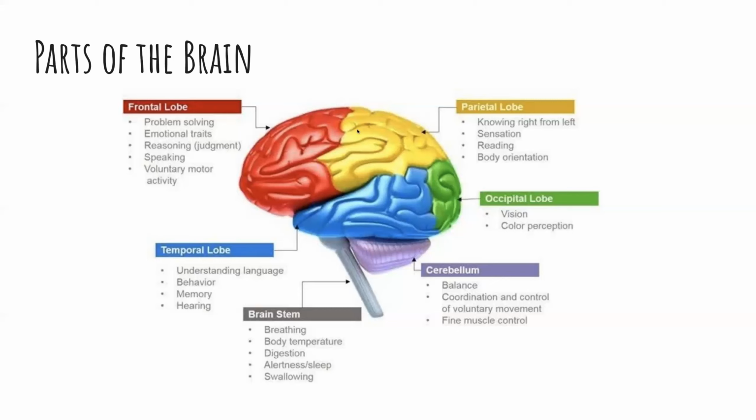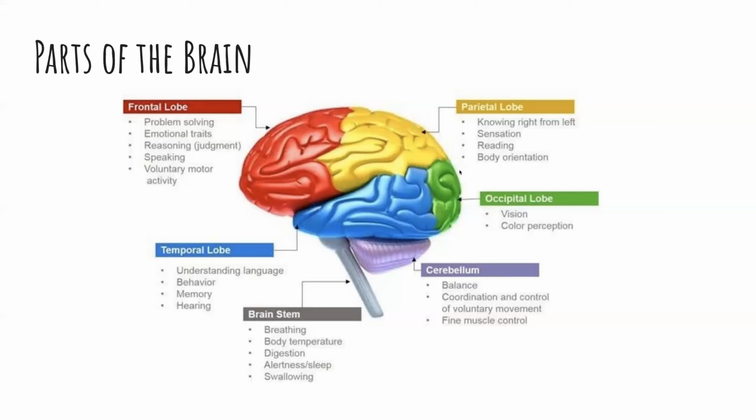Your parietal lobe, that's this yellow section. That's basically dealing with knowing your right from your left, your body orientation. So having that awareness of where your body is, and that self-control, basically your body control. It also deals with sensation and reading.